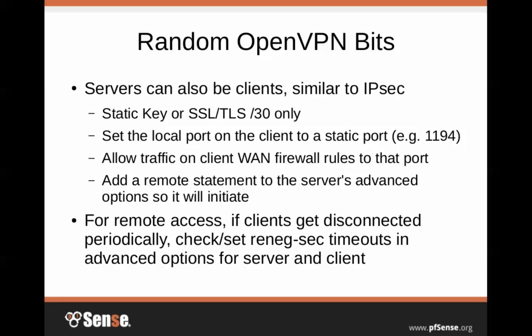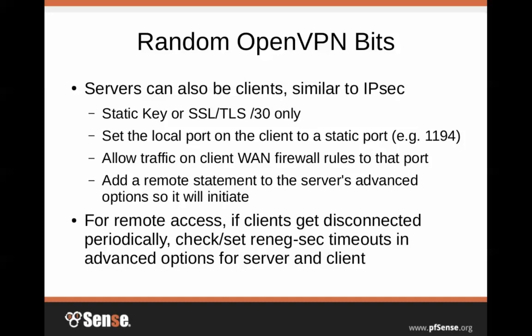Some people have asked about maybe more of a true peer-to-peer style VPN similar to IPsec, and you can do that because in OpenVPN, your server can also be a client. It's only really feasible with static key or SSL/TLS because otherwise it doesn't make a lot of sense to dial back to the client side. You need to set the local port in the client to a specific static port. Probably best if you make it match the server, like they're both on 1194, 1196, 1198, whatever. Your WAN rules on the client, you have to allow traffic into that local port that you specified.